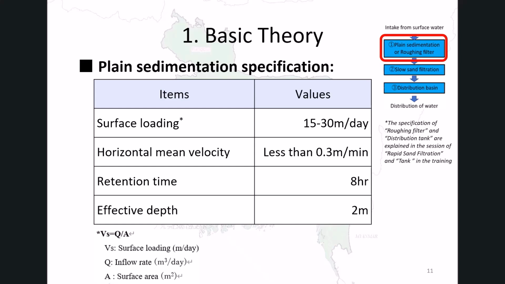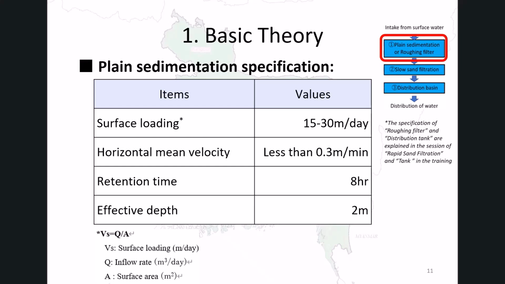Before water reaches the slow sand filter, turbidity must be reduced by plain sedimentation. It protects the biological layer from excessive load. Several design conditions must be respected. The surface loading rate is between 15 to 30 meters per day, which is about 1 meter per hour. The horizontal flow velocity must be kept below 0.3 meters per minute. Retention time should be around 8 hours, and the effective water depth is approximately 2 meters.